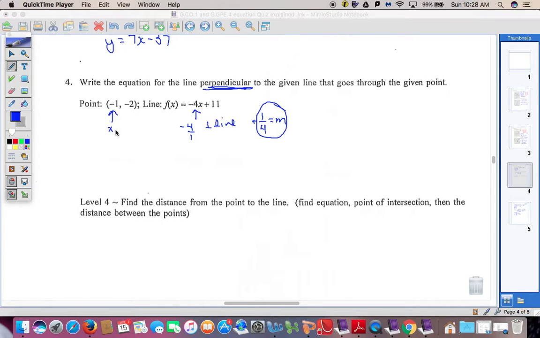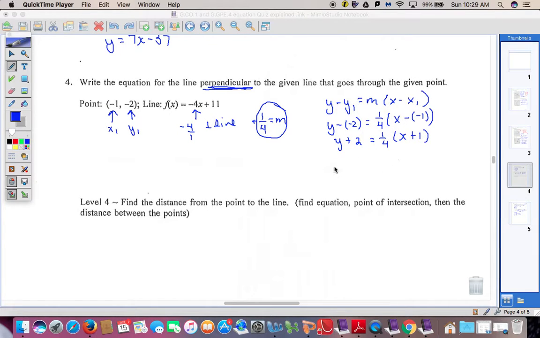Now my point is x1, y1. So I'm going to use my equation that says y minus y1 equals m times x minus x1. If I substitute my given information in, I have y minus a negative 2 is equal to 1/4 times x minus a negative 1. So that's y plus 2 is equal to 1/4 times x plus 1. And if I distribute my 1/4, I have y plus 2 is equal to 1/4 x plus 1/4.